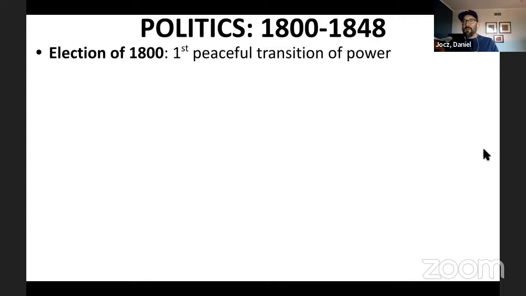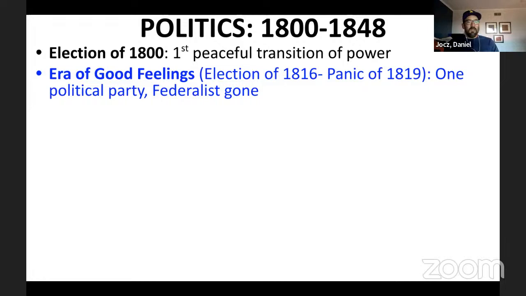I've already mentioned some of them. Remember, the election of 1800 is the first peaceful transition of power. Federalists say goodbye, Jefferson takes office. The Era of Good Feelings is really symbolized by the election of 1816 all the way up to the Panic of 1819. You've got one political party. The Federalist Party is gone. This is symbolized by the administration of James Monroe. There are, though, factions within the Republican Party.